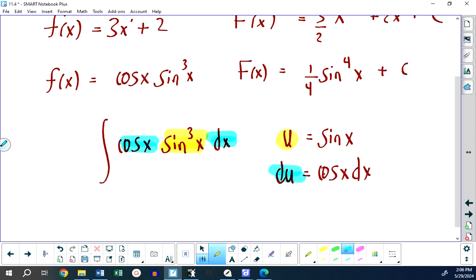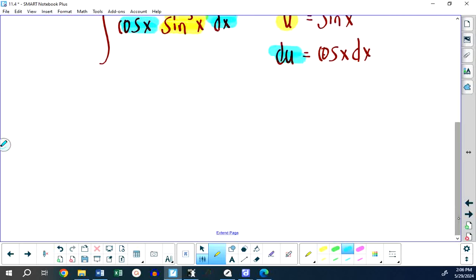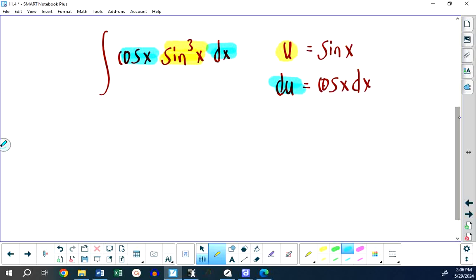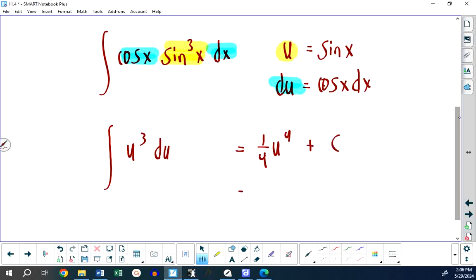So now what your integral becomes is the integral of u cubed du, and that's easy. That's 1/4 u to the 4 plus a constant. So now what we can do is we can put the sine of x back in.